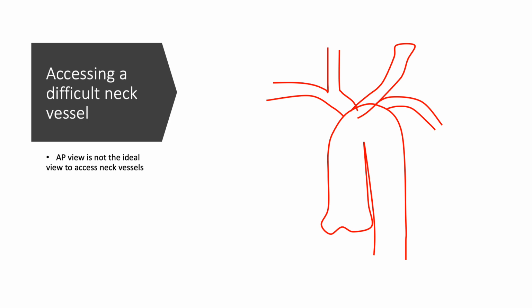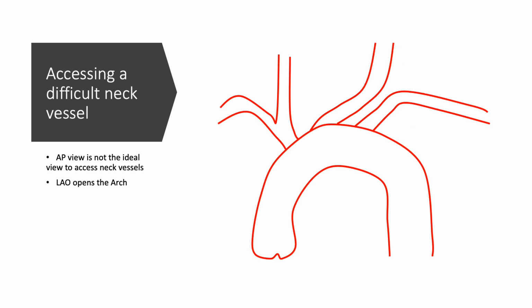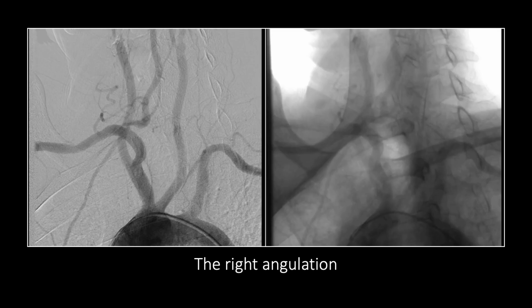So, trying to make you understand this again, don't do it in the AP, go to the left anterior oblique. Now have a look at this. As you see this, you can understand this is how a left anterior oblique looks, which profiles the vessel much better.